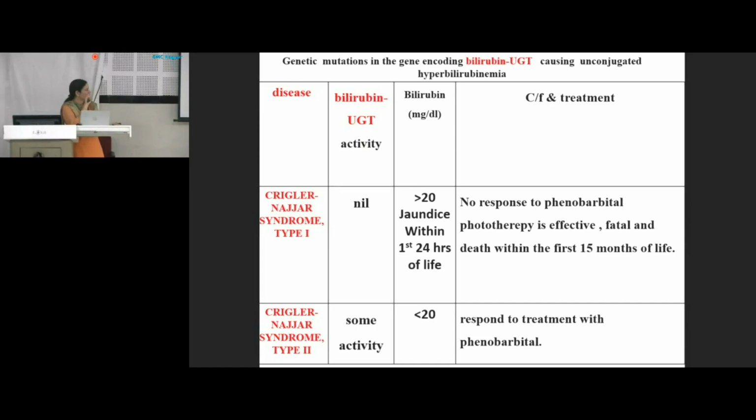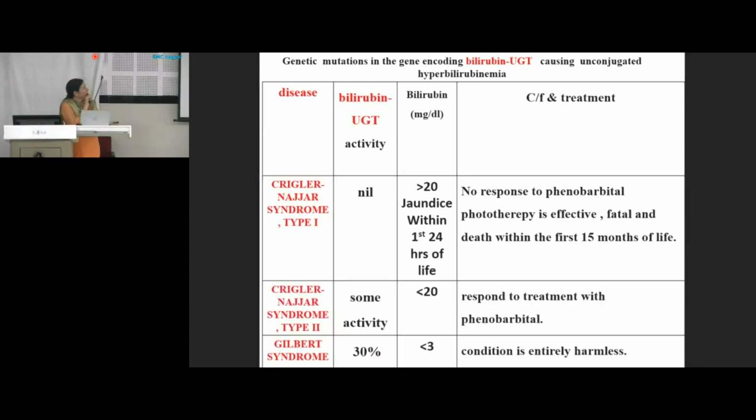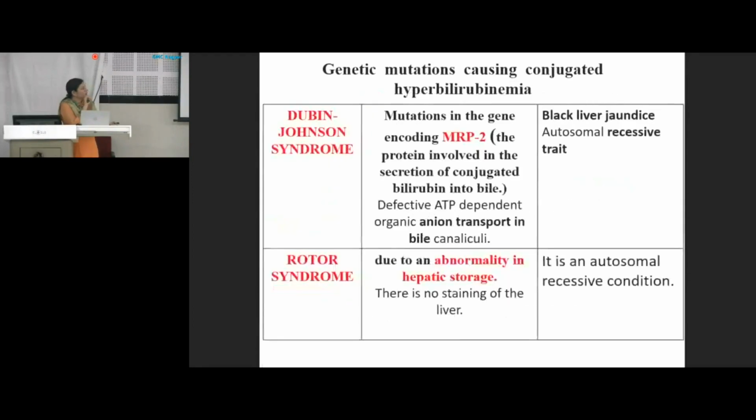Then Crigler-Najjar syndrome type 2. There is partial deficiency of the UDP glucuronyl transferase enzyme, and the baby usually responds to the treatment with phenobarbital and of course with the phototherapy. Then third one is Gilbert syndrome. In this, there is defect in the uptake of the bilirubin. So the patient will be suffering from that unconjugated hyperbilirubinemia.